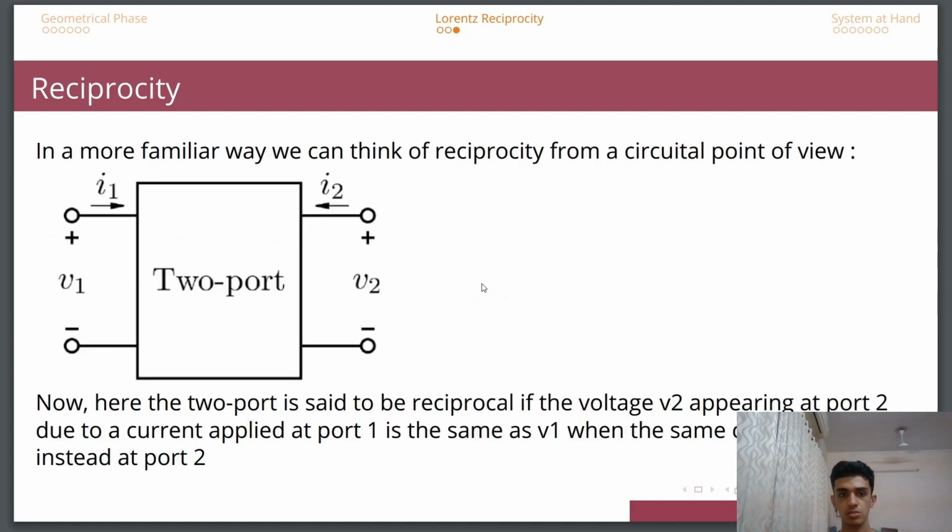Moving on. To get a more intuitive sense of what Lorentz reciprocity is, we can think of it in a circuital way. If I have a two-port circuit, it is said to be reciprocal if the voltage V2 appearing at port 2 due to current applied at port 1 is the same as the voltage V1 when the same current is instead applied at port 2. So we are switching the ports, but our voltages remain the same because we are switching voltages and currents both at the same time. It's kind of reciprocal.